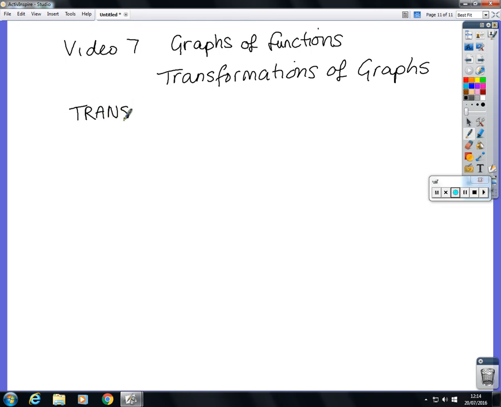Translation, this means being moved upwards, downwards, left or right, or a combination of this. Move up, down, left or right. That is a translation, a shift in one or more directions.